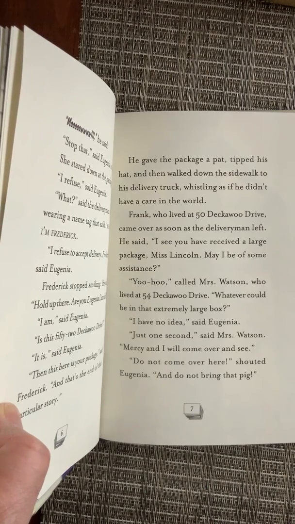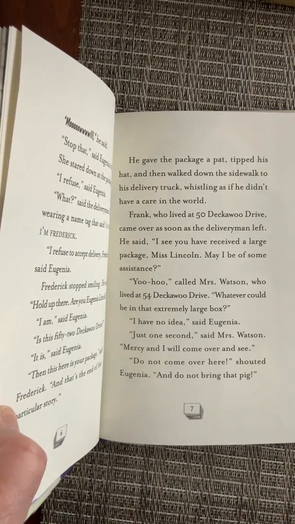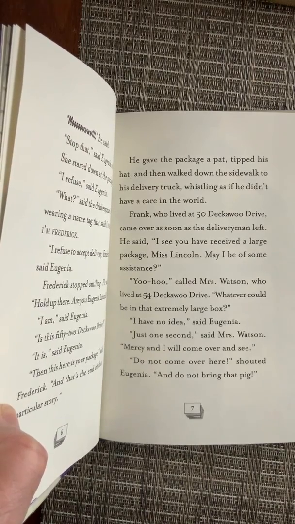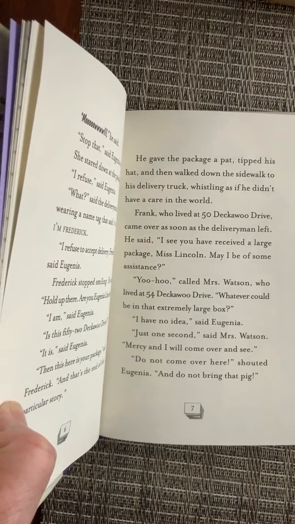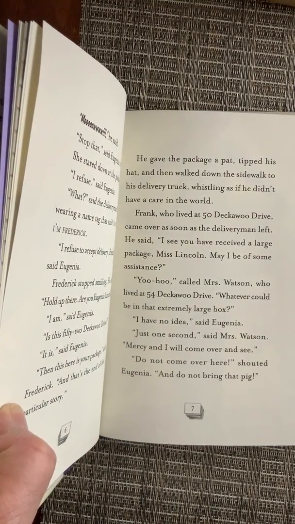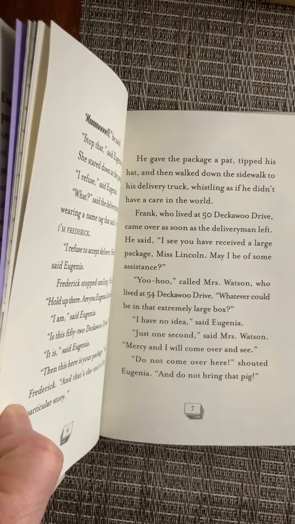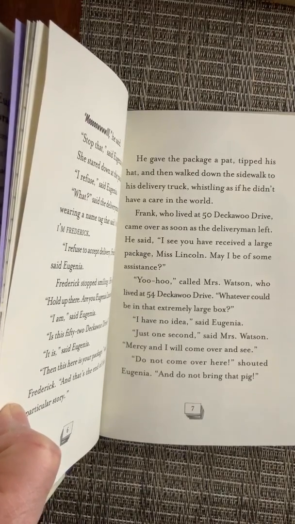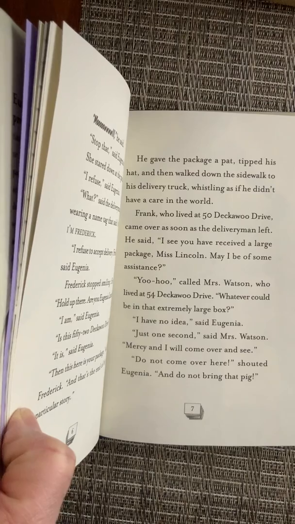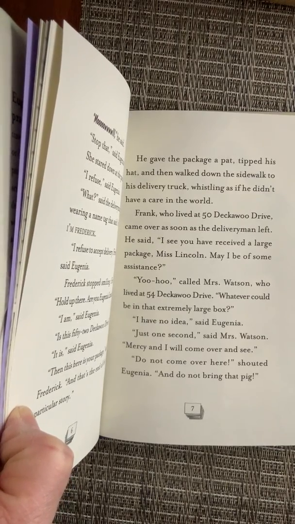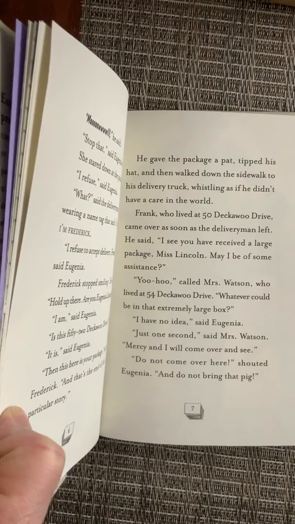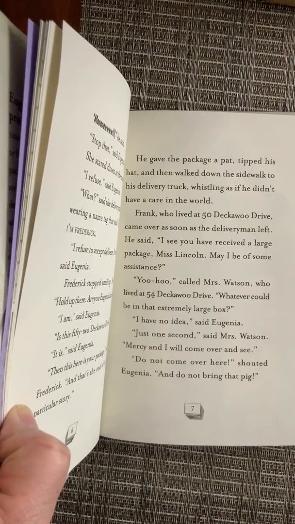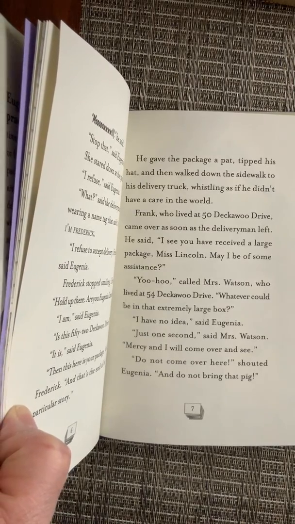Frank, who lived at 50 Decawoo Drive, came over as soon as the delivery man left. He said, "I see you have received a large package, Miss Lincoln. May I be of some assistance?" "Yoo-hoo!" called Mrs. Watson, who lived at 54 Decawoo Drive. "Whatever could be in that extremely large box?" "I have no idea," said Eugenia. "Just 1 second," said Mrs. Watson. "Mercy and I will come over and see." "Do not come over here," shouted Eugenia, "and do not bring that pig."